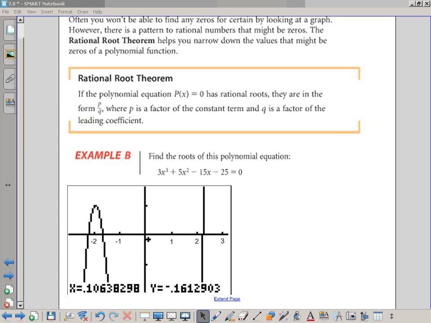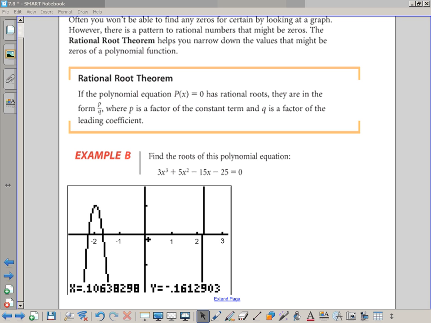Welcome to the last half of section 7-8. We're going to do example B here online tonight. I ran out of time in class today, so go ahead and give this a shot. We're going to work through example B together, and then we'll talk about it tomorrow morning in class.